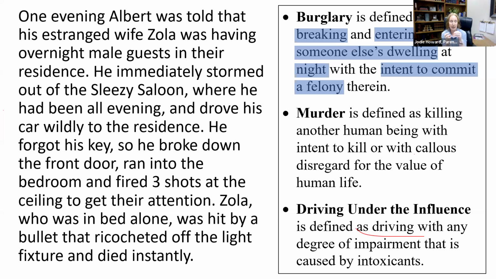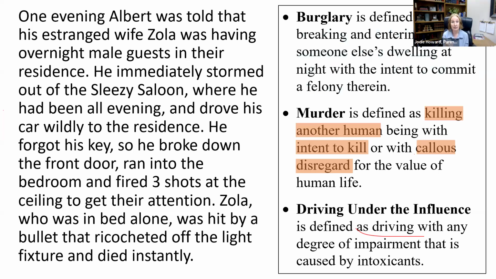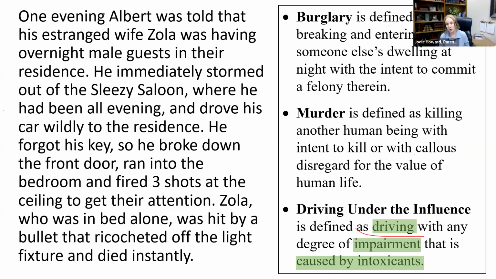Each individual element is probably going to have cases that define what it means and how it's been applied to different sets of facts, right? We can do the same thing for murder. Murder is going to have to be a killing, but it's not just a killing. We're not going to call it murder when it's a cat. That's a different crime, right? It's a killing of another human being. And you have to have done it with the intent to kill or with callous disregard for human life. Right? So there are different elements to these things. Driving under the influence, you have to be driving and you have to be impaired, but it can't just be an impairment because maybe you have a medical condition.